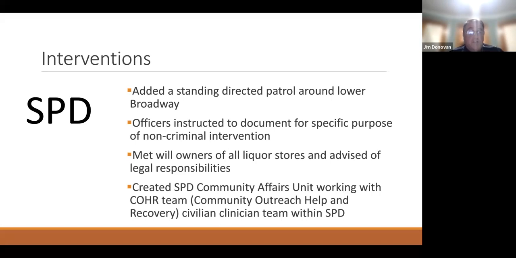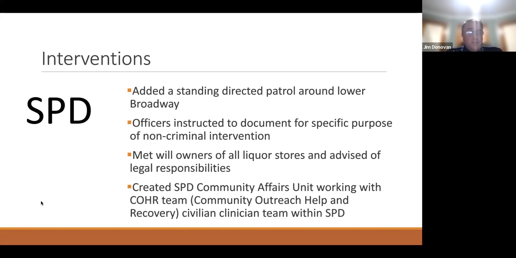Our officers are also instructed to document these interactions. The purpose of this documentation is for non-criminal intervention. This intervention often deals with the court system in a non-criminal manner, more as opposed to bringing them before the court, getting them help, and asking that they see a court clinician for their specific issues that they're addressing, usually substance-based.